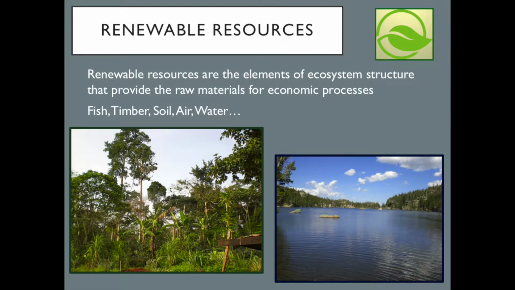We will treat biological resources as material stock-flow resources, that is, as elements of ecosystem structure. Biological stocks are capable of reproduction and are therefore considered renewable. Renewable resources are elements of the ecosystem structure that provide raw materials required for economic processes. For example, fish and timber, soil and air and water.